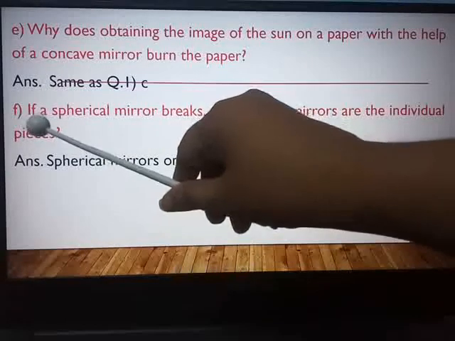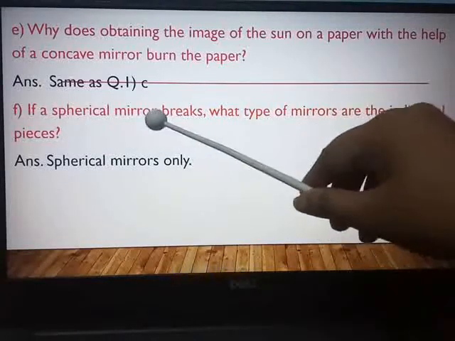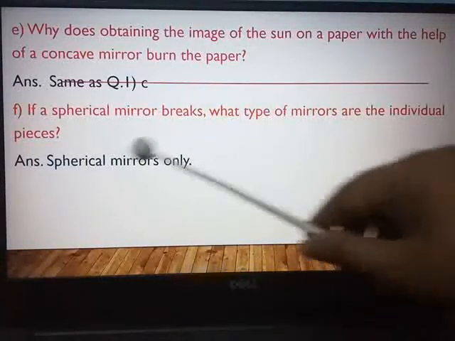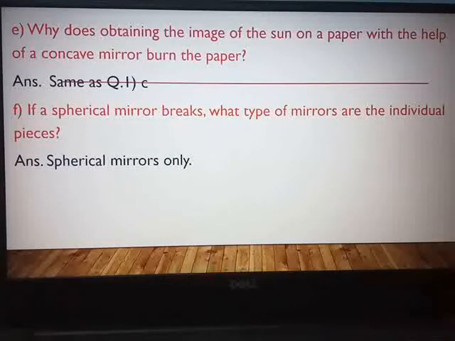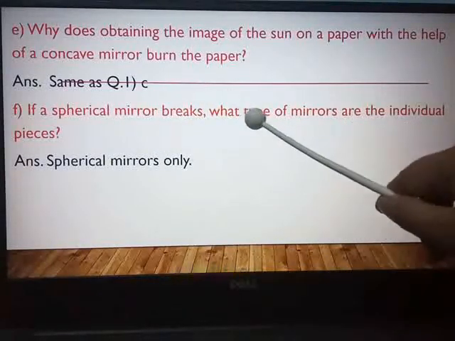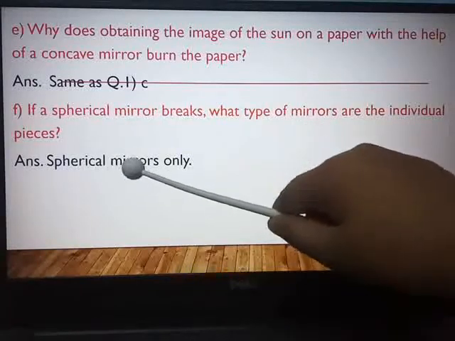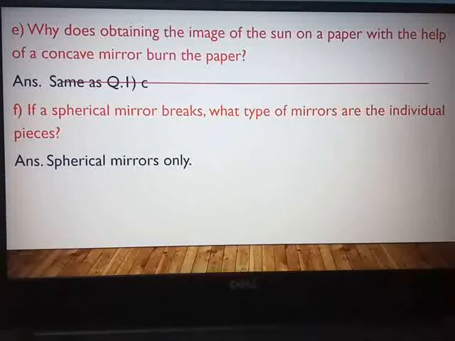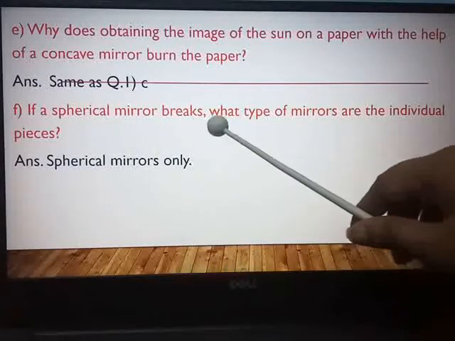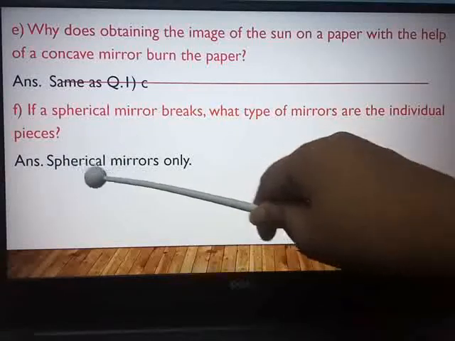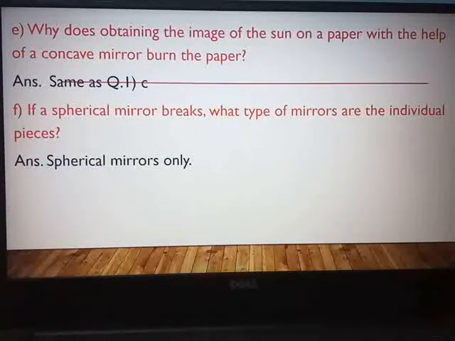Question number 1F is very simple. If a spherical mirror breaks, what type of mirrors are the individual pieces? They are spherical mirrors only. You know that the center of curvature and radius of curvature may vary, but the pole and principal axis will not be common. So if the spherical mirror breaks, the pieces which will be available will be spherical mirrors only. Here we end with question number 1.